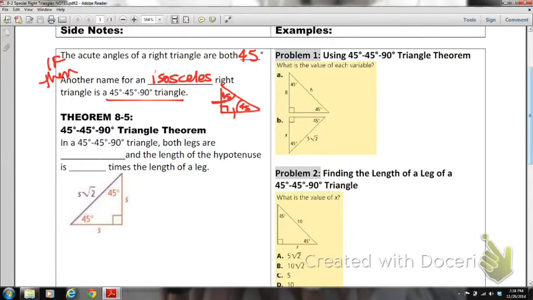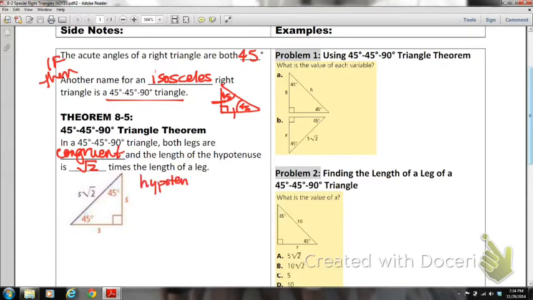So the next theorem is about the 45-45-90 triangle theorem. And it states that in a 45-45-90 triangle, both legs are congruent, and the length of the hypotenuse is going to be the square root of 2 times the length of a leg. So that's just a formula that you need to memorize.